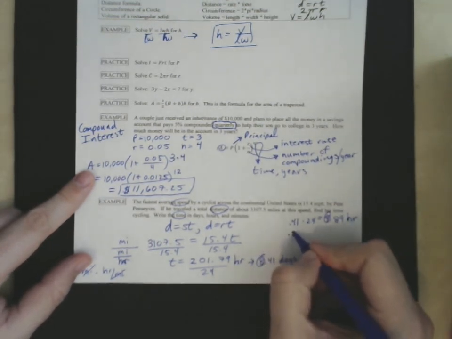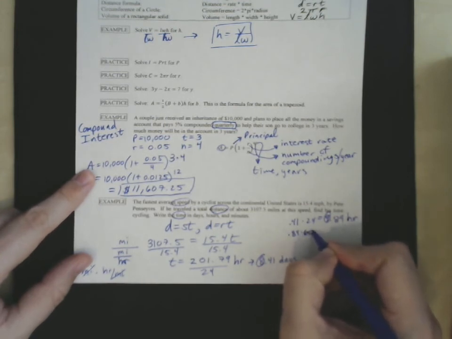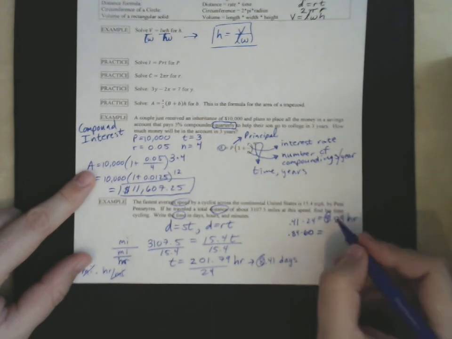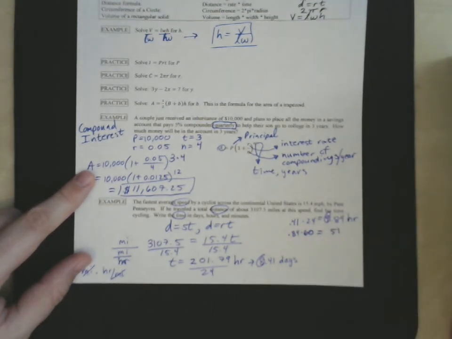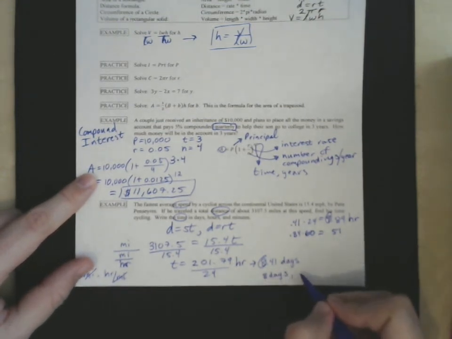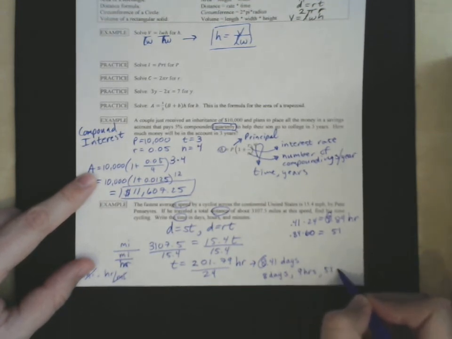Again, I don't know what that means, so we're going to times that by 60 minutes in an hour, and we get just about 51. I think it's 50 point something. So our final answer is then 8 days, 9 hours, and 51 minutes.